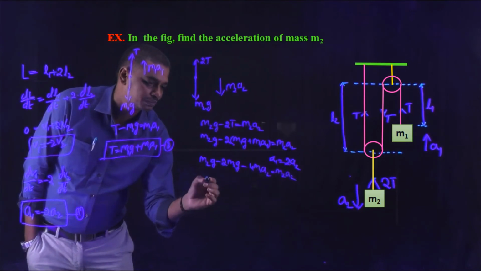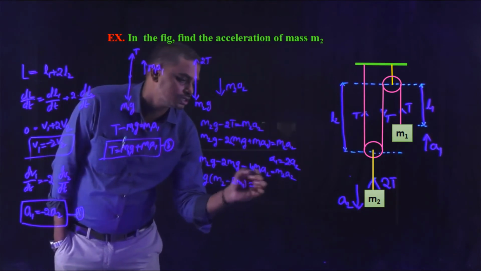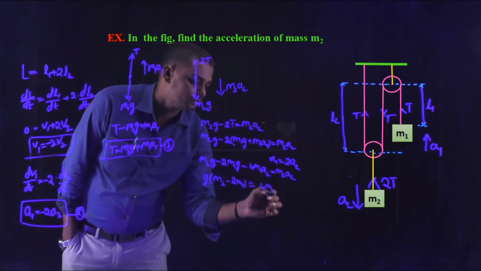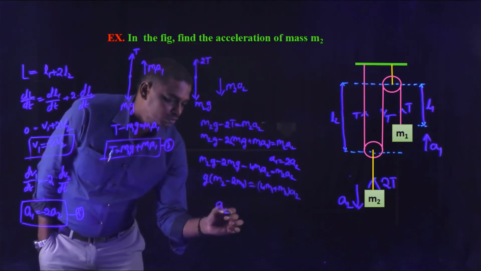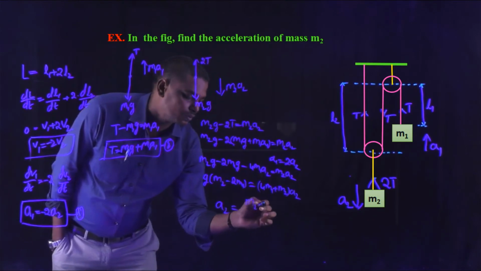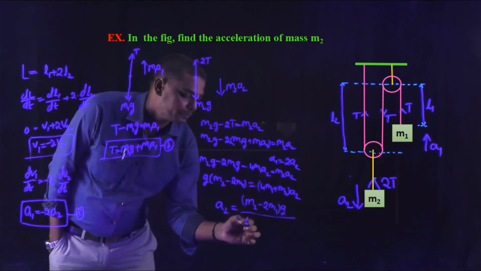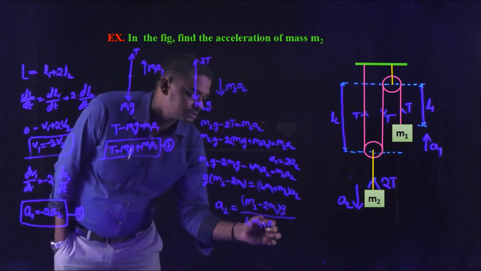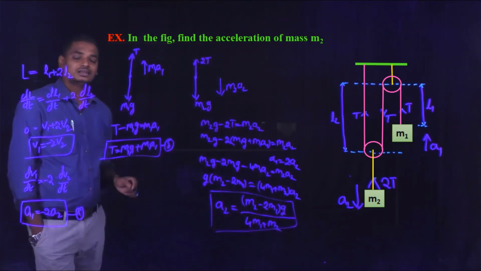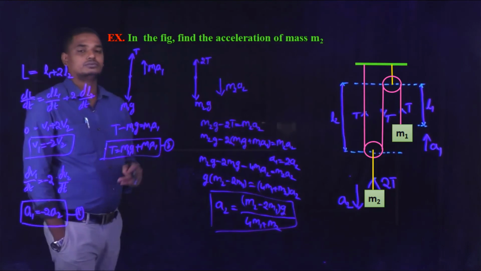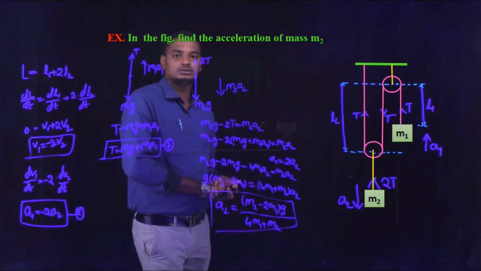So from this, g can be taken common: g into (m2 minus 2m1) is equal to (4m1 plus m2) into a2, where a2 is equal to (m2 minus 2m1) into g divided by (4m1 plus m2), which is the acceleration of the block of mass m2. Okay, so in this manner we can solve this question.